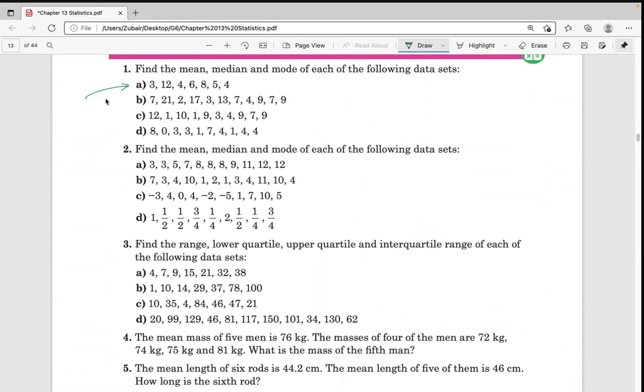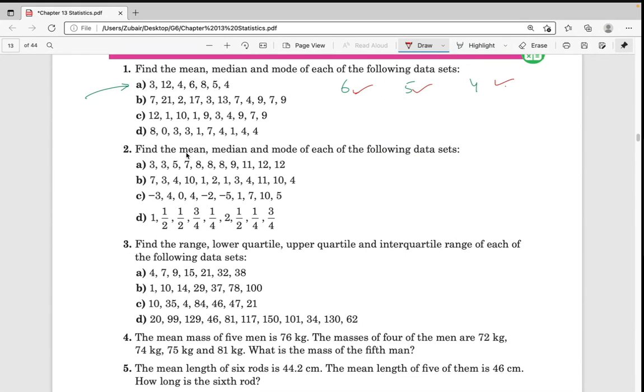Sir, I got the answers. Yes, sir. So, sir, mean is 6, median is 5, and mode is 4. Yes, sir, we have the same answers. 6, 5, 4. Very good.